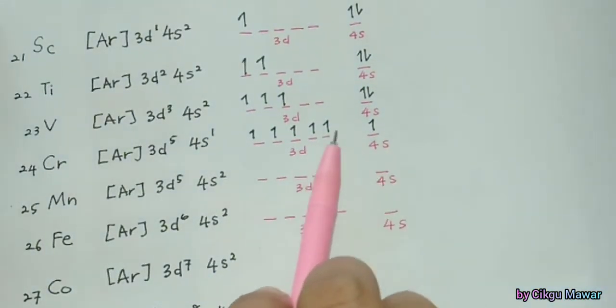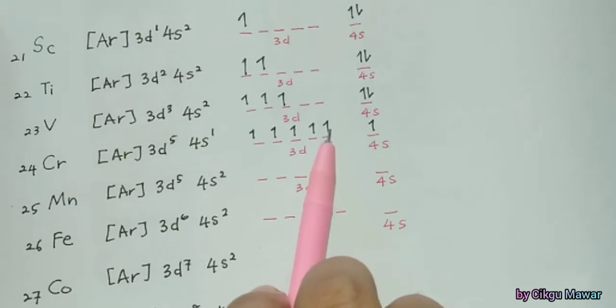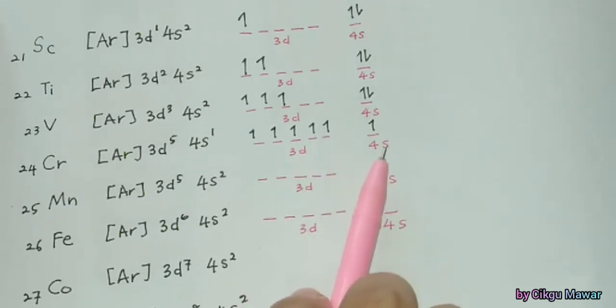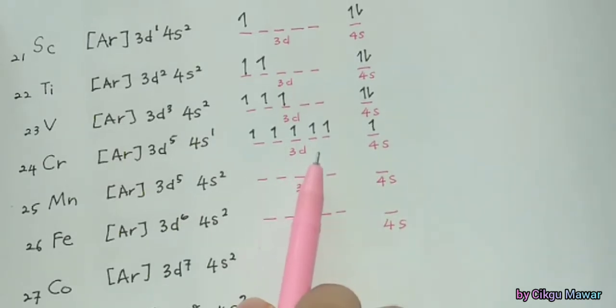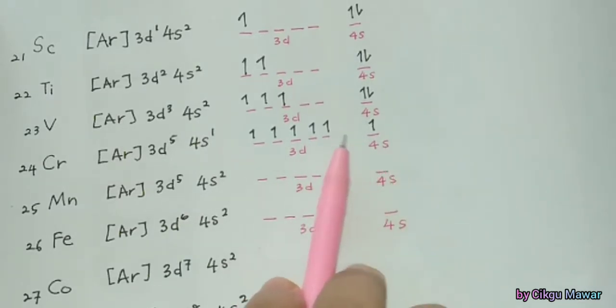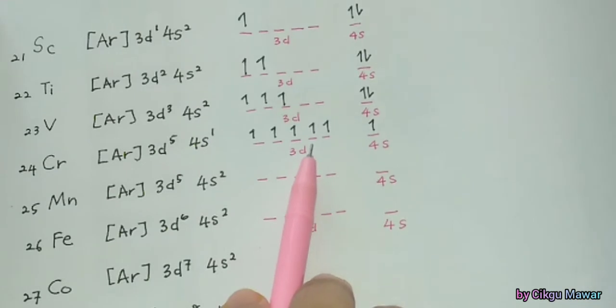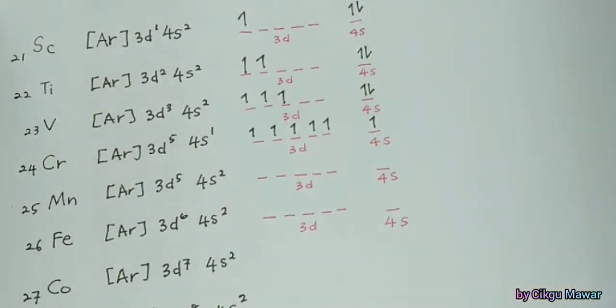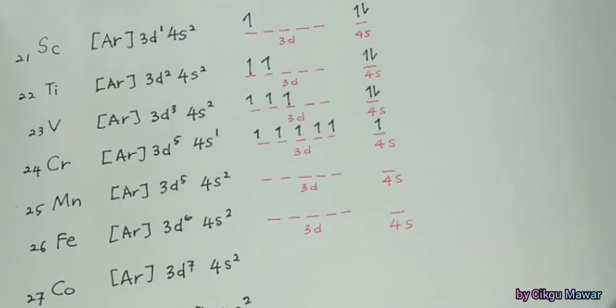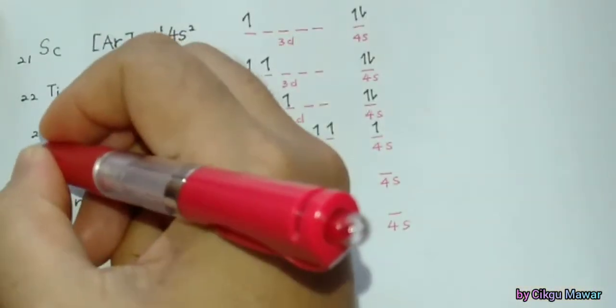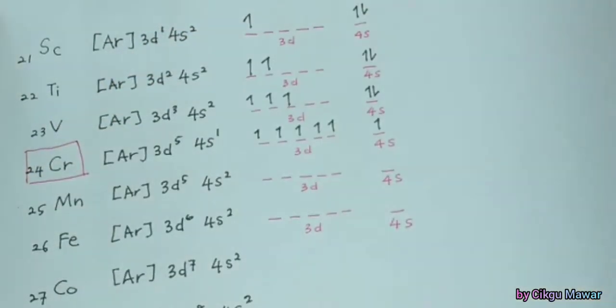Why is this the special one? Because 3d5 and 4s1 is more stable than 3d4 and 4s2, which is the half-filled orbital is more stable than the partially filled. This one you must memorize, for chromium.